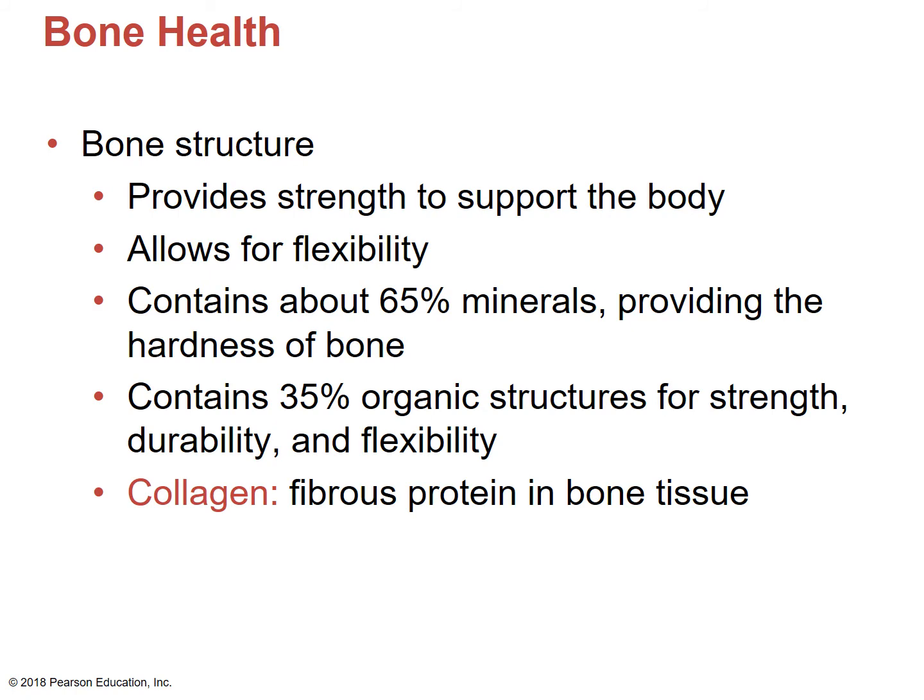About 65% of bone tissue is made up of an assortment of minerals, mostly calcium and phosphorus, that provide hardness. The remaining 35% is a mixture of organic substances, including collagen, that provides strength, durability, and flexibility. Within our bones, the minerals form tiny crystals that cluster around collagen fibers. This design enables bones to bear weight while responding to the demands for movement.